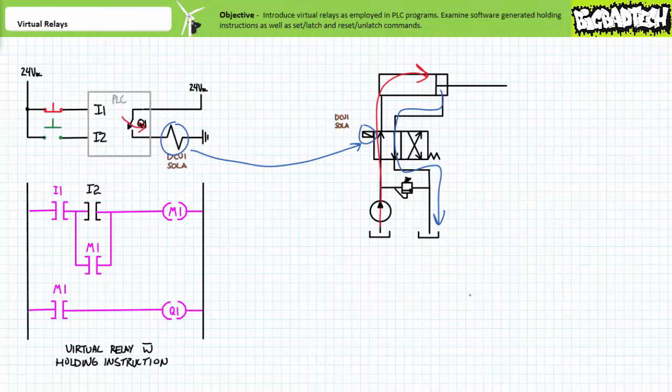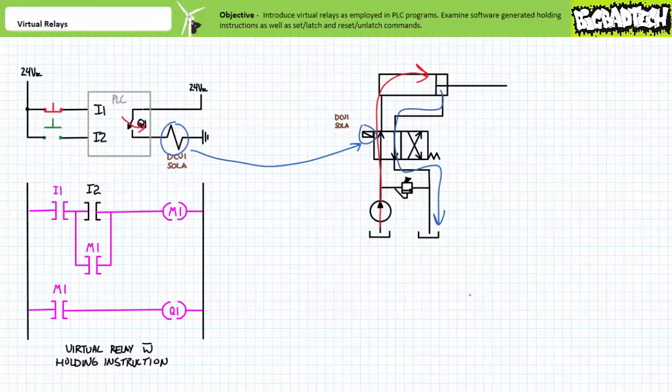The valve shifts into the straight-through position and the cylinder extends. If an operator released the green push button, the make instruction examining I2 no longer permits logical continuity. However, the make instruction examining M1 still permits logical continuity onto the coil of virtual relay M1, and the coil of virtual relay M1 remains energized. The make instruction examining M1 in rung 3 again continues to permit logical continuity, and output Q1 remains energized. The valve remains in the straight-through position, and the cylinder remains extended.